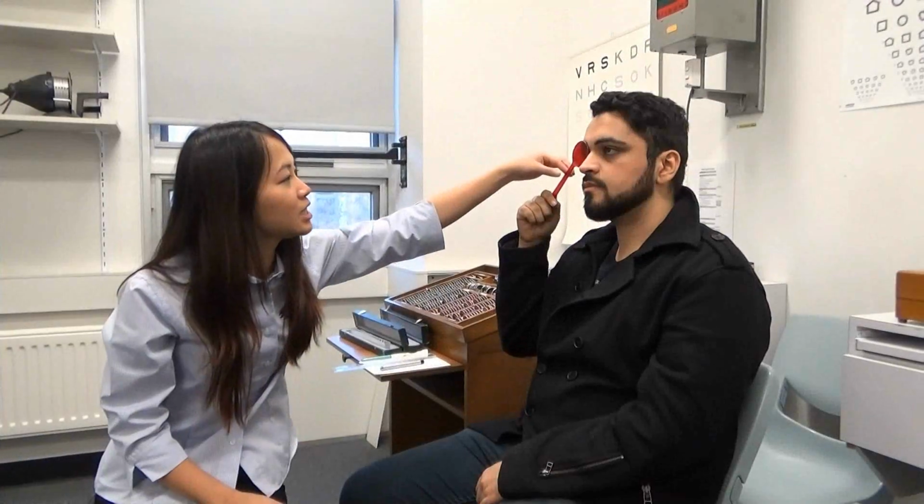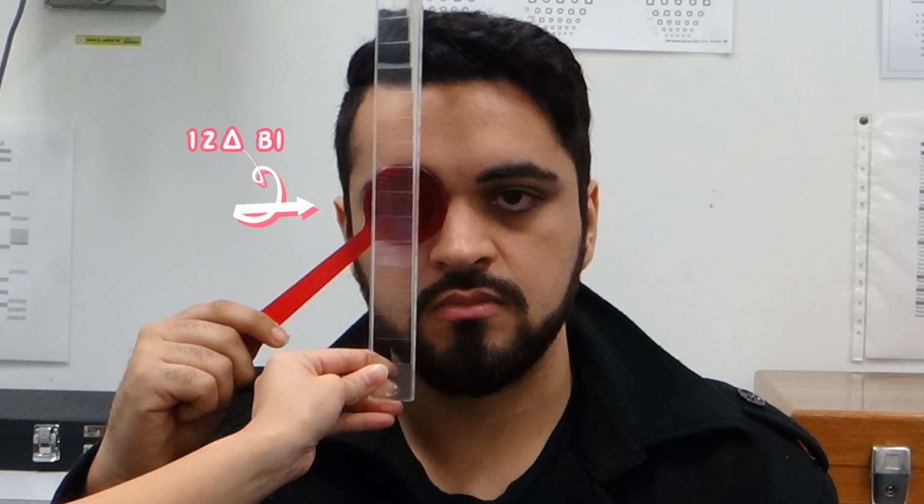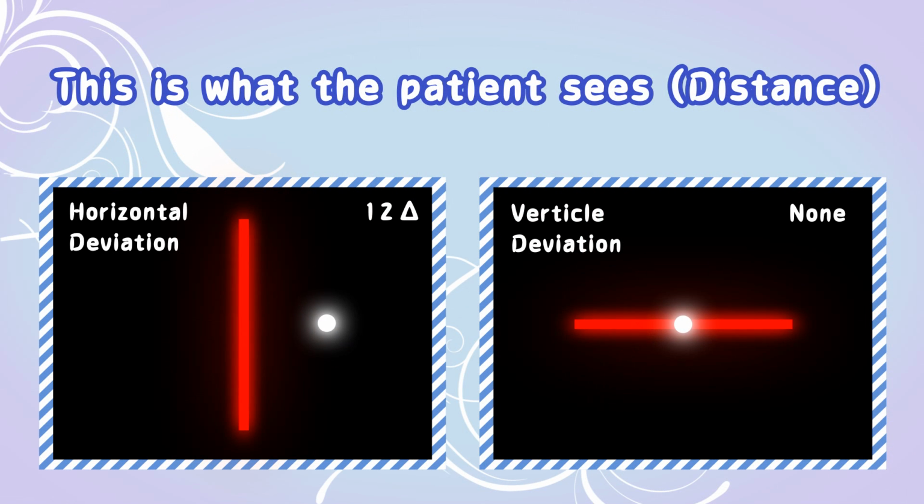So now I'll be changing the side into the opposite direction. So first of all, do you see the light and the red line? Yes. Is the light on top of the red line or above or below? It's on top of it. So right on top of the red line? Yeah, good. A 12 diopter base-in prisms were used to correct the horizontal deviation, and there was no vertical deviation present.